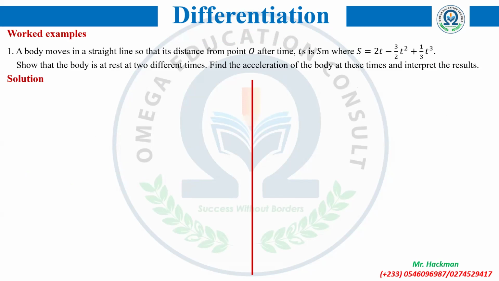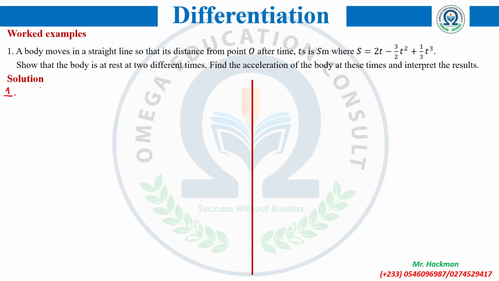So a body moves in a straight line so that its distance from the point O after time t seconds is s meters, where s is what you have there. Show that the body is at rest at two different times. Then find the acceleration of the body at these times and interpret your results. All right, so let's go and look at the solution together. So we read the question, we appreciate the demand of the question. So we are moving on to find the solution.